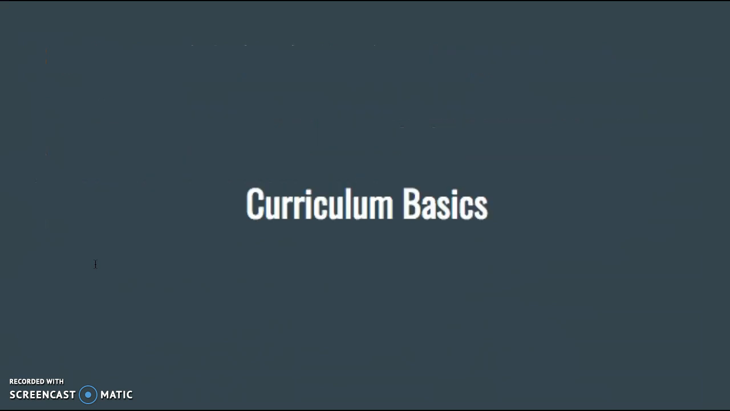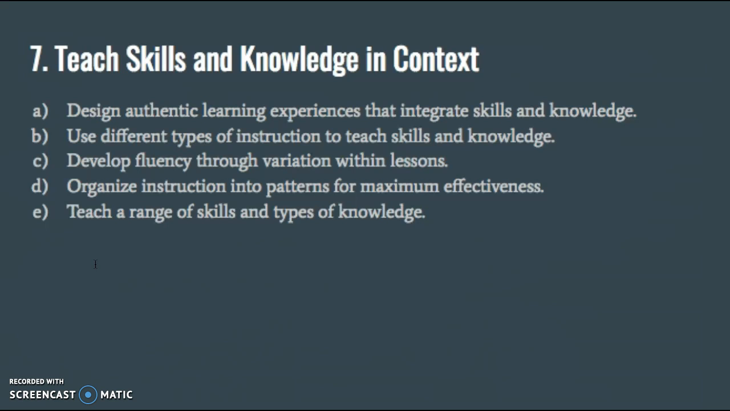And then lastly, curriculum basics. Number 7, teach skills and knowledge in context. Design authentic learning experiences that integrate skills and knowledge. Use different types of instruction to teach skills and knowledge. So once again, differentiation is key to this.